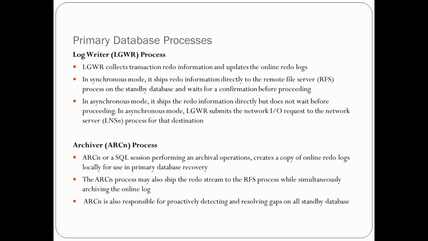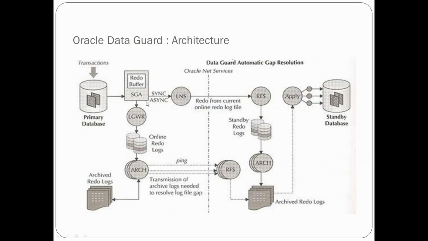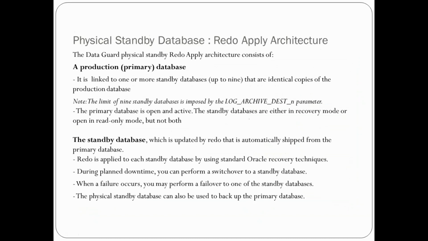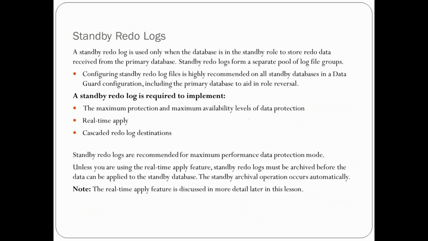This feature is the real-time apply. In case of real-time apply, you need to have a standby redo log file, but in case of normal apply, you need not have it if you're reading from the archive files. Real-time apply means you're directly reading from the redo buffer. We'll study the maximum protection and maximum availability levels as well.